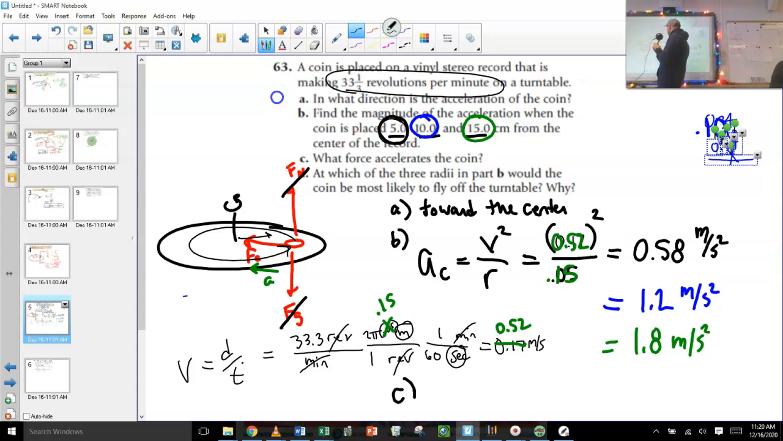Part C. What force accelerates the coin? What is actually causing this force right here? Friction.